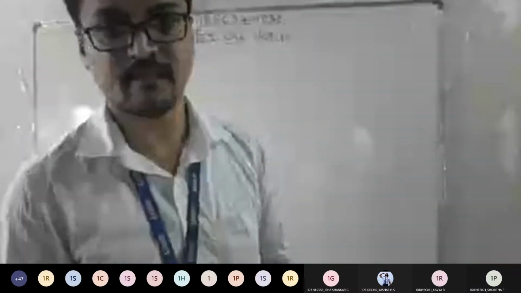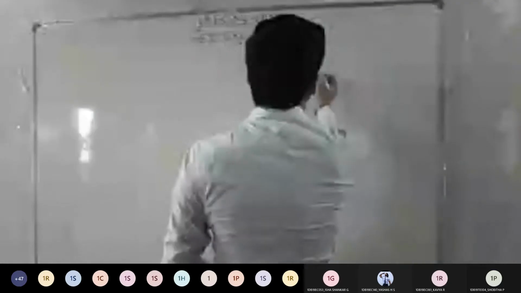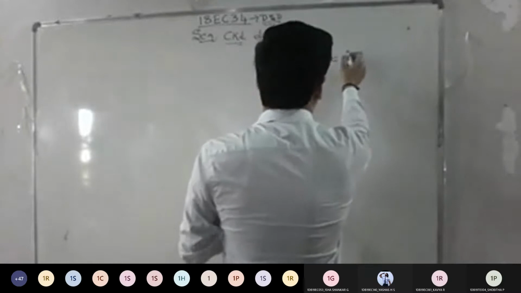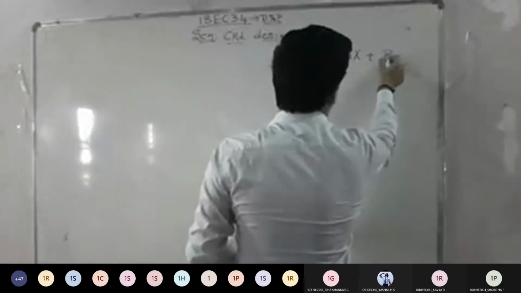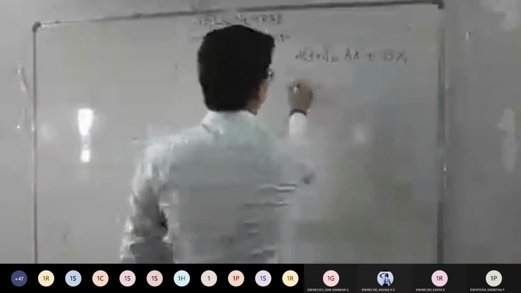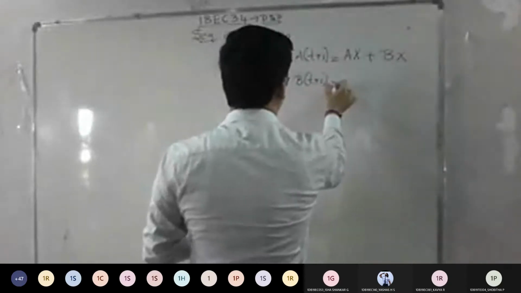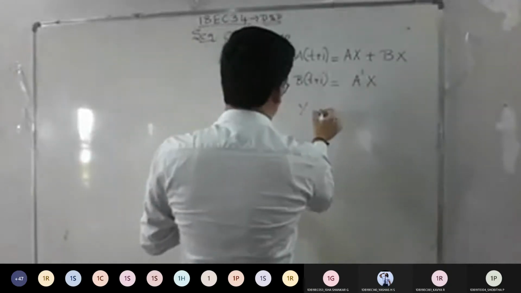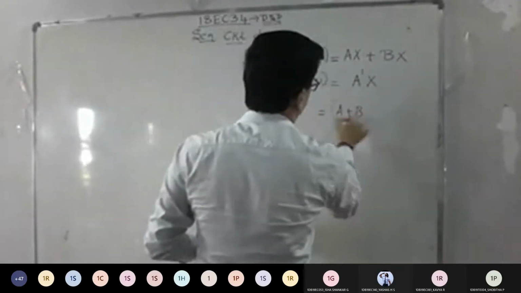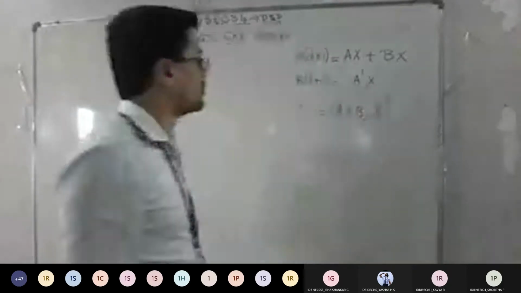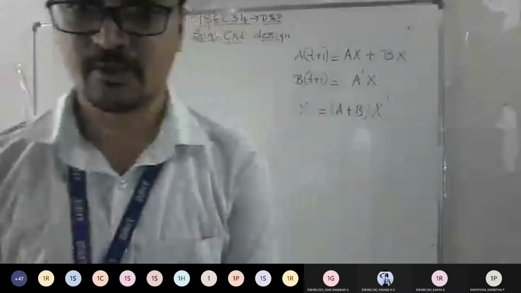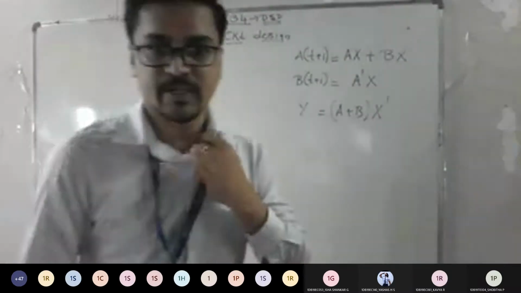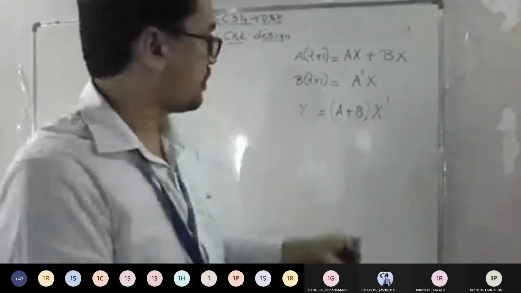What are the three equations they gave you? Let me mark them here. They have given A of t plus 1 equals Ax plus Bx. Similarly, B of t plus 1 is given as A bar x, and the last, the output, is given as Y equals (A plus B) into x dash. These are the three equations they have given you. From this they ask you to generate a logic diagram. From the logic diagram you need to get the state table. We'll go one by one.